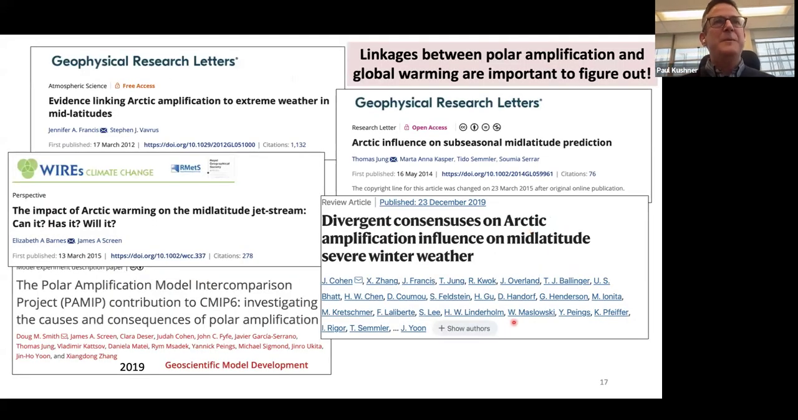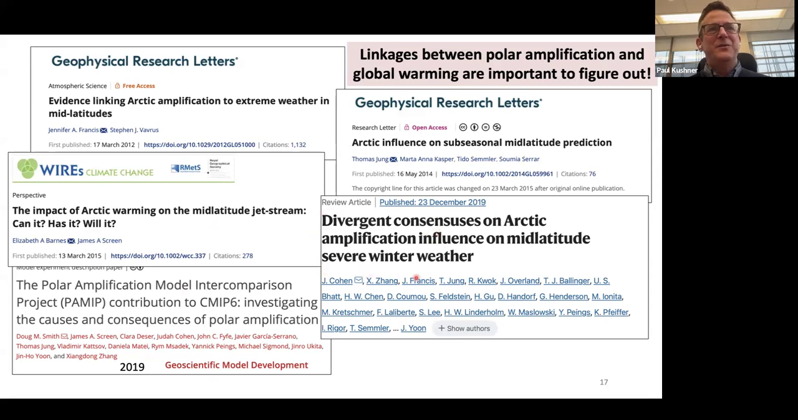These references are a bit dated, but just to give you a sense of the interest: are there links between Arctic amplification and measures of extreme weather in mid-latitudes? Does Arctic warming change the mid-latitude jet stream? Can it? Has it? Will it? And other papers along this line.